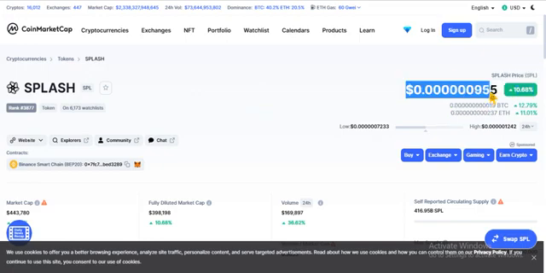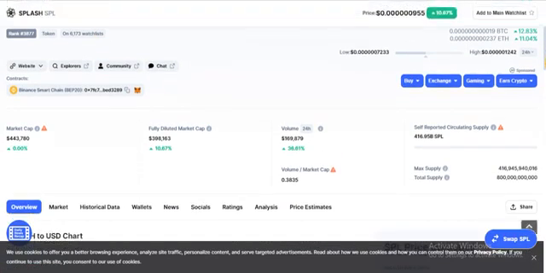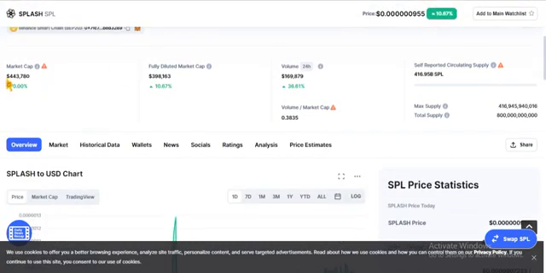The price is 0.0955. So it has already been 10% up, and you can see the amount here. You can buy it on exchange, as the Binance Smart Chain BSC address is here in front of you. You can just buy it easily on exchanges. The market cap is $4,437.80, and that is quite nice.